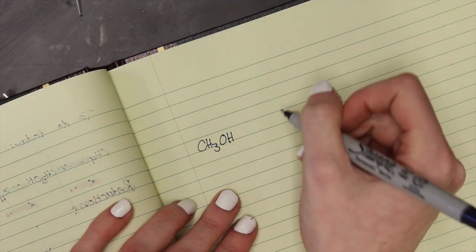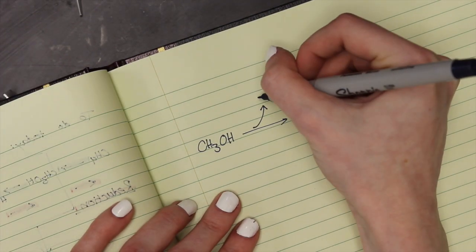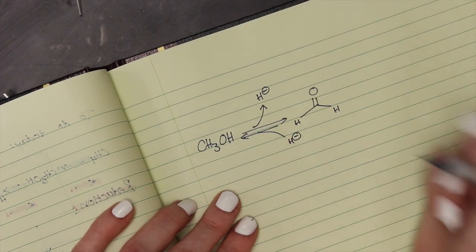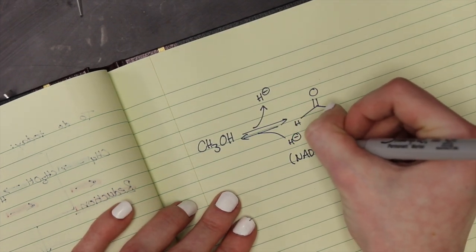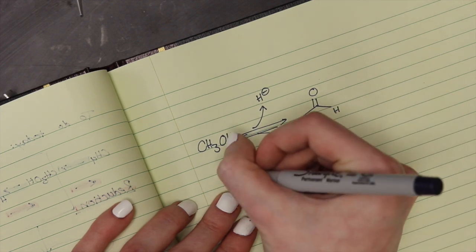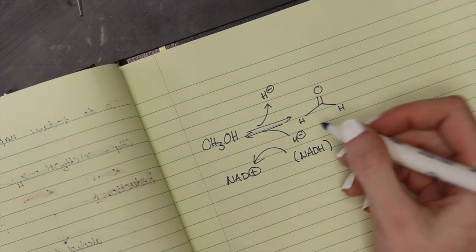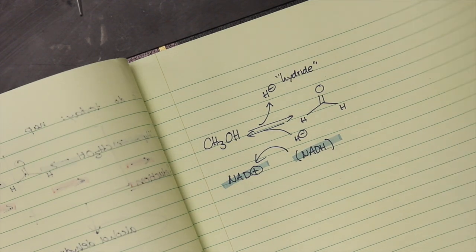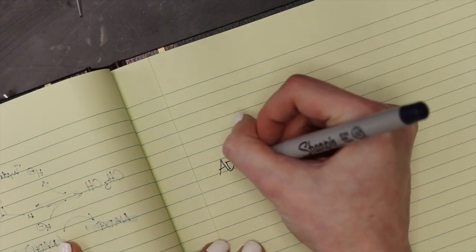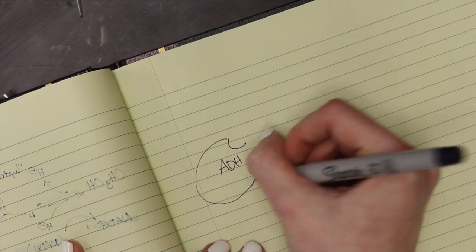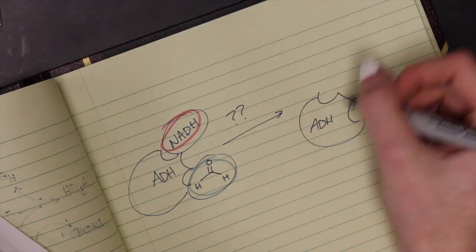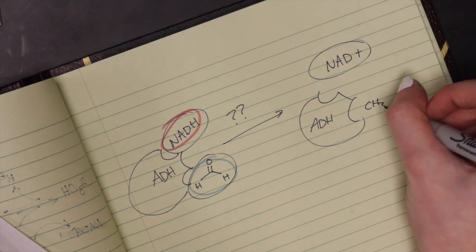Note that for every redox reaction, something must be oxidized, something else must be reduced. Many biochemical reactions involving reduction or oxidation use the cofactor NADH to facilitate this. For the reduction of formaldehyde to methanol, NADH is oxidized to NAD+. And this is important to note here. Alcohol dehydrogenase is a bi-substrate enzyme. It uses both formaldehyde and NADH to produce the products NAD+ and methanol.